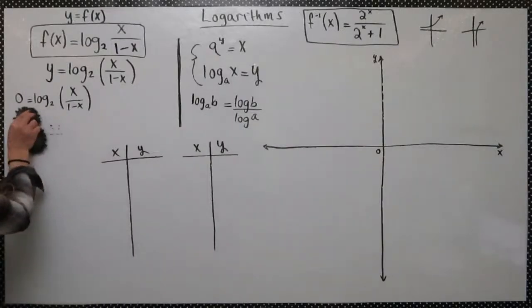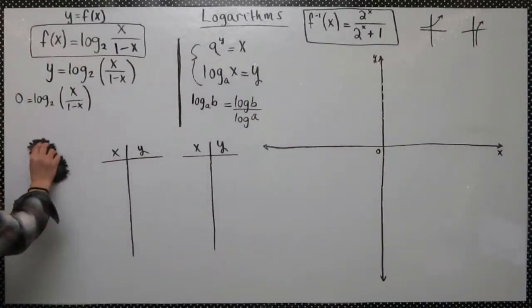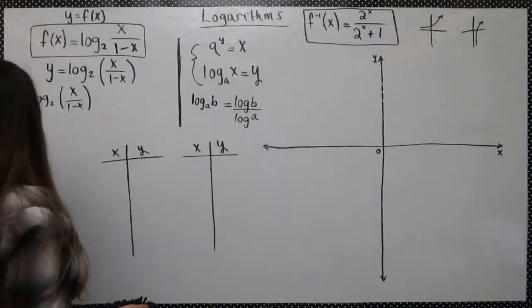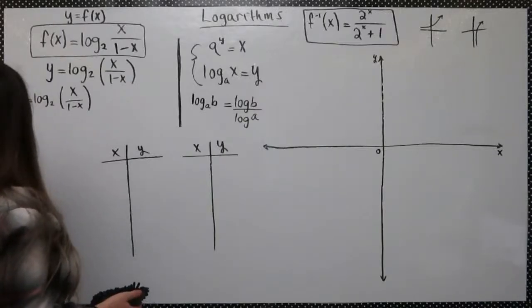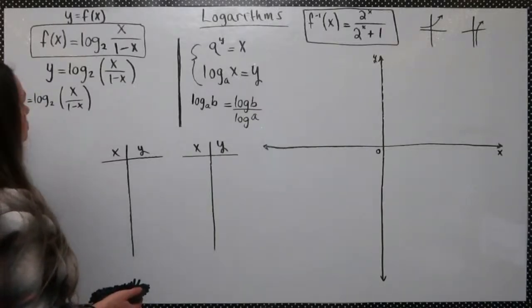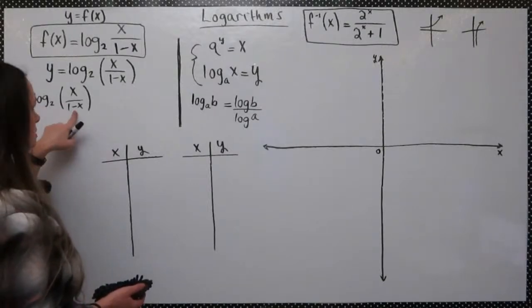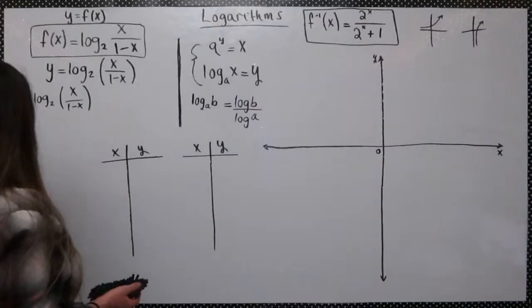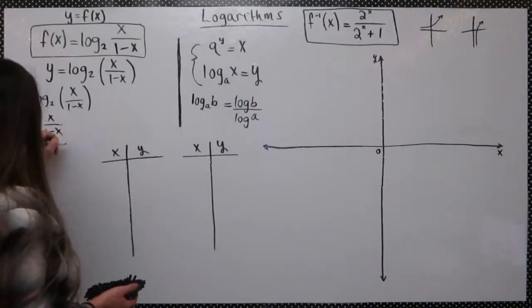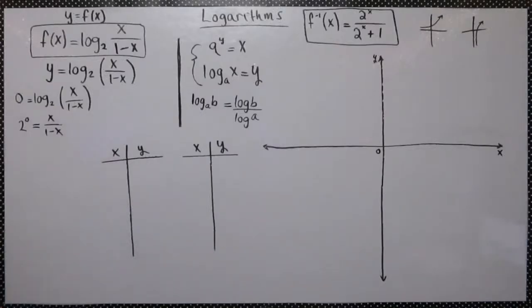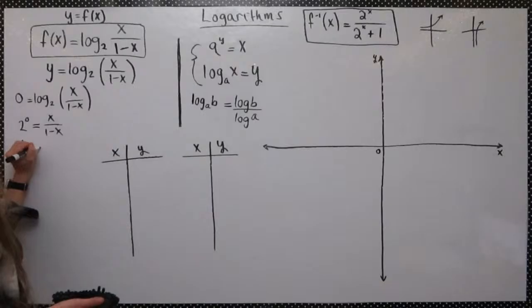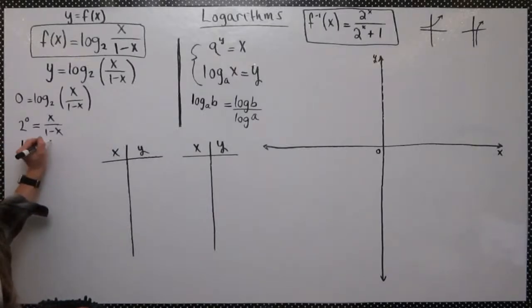Now, let's try and see what happens when we rearrange what we've got. Oh, that's nice. So log base 2 of x equals y. So we have 2^0 equals x over 1 minus x. So 2^0 is 1, and that equals x over 1 minus x.